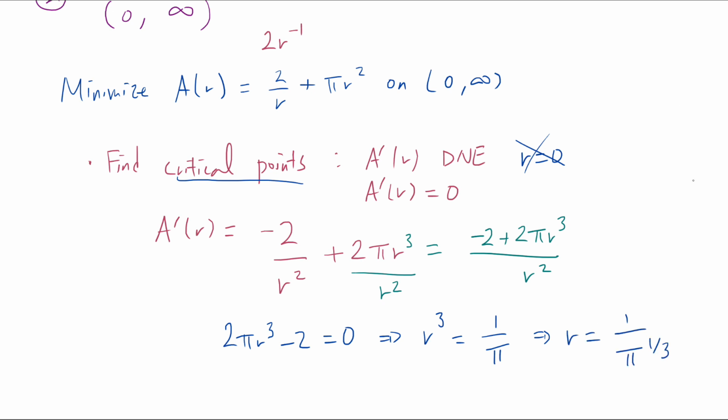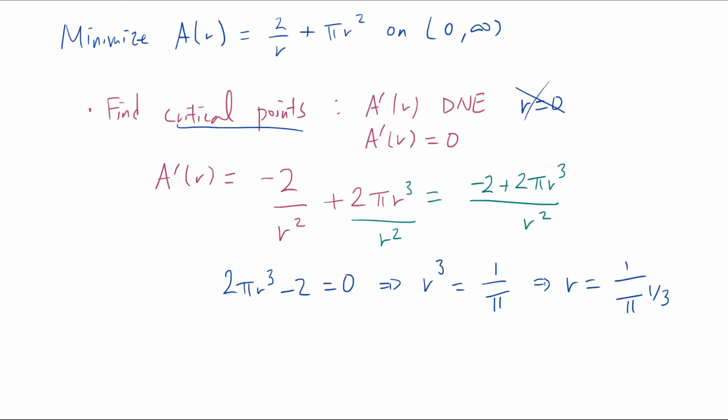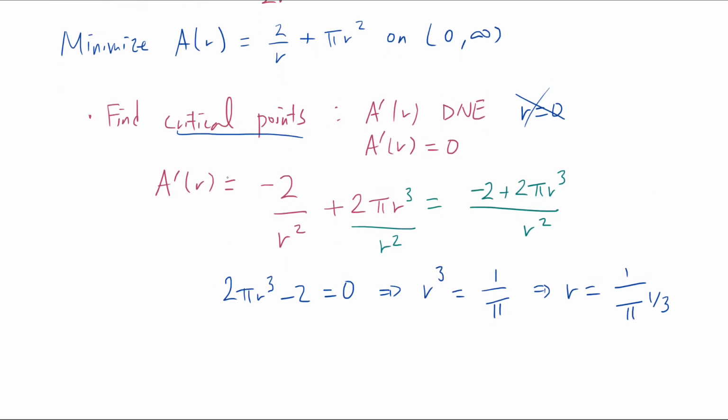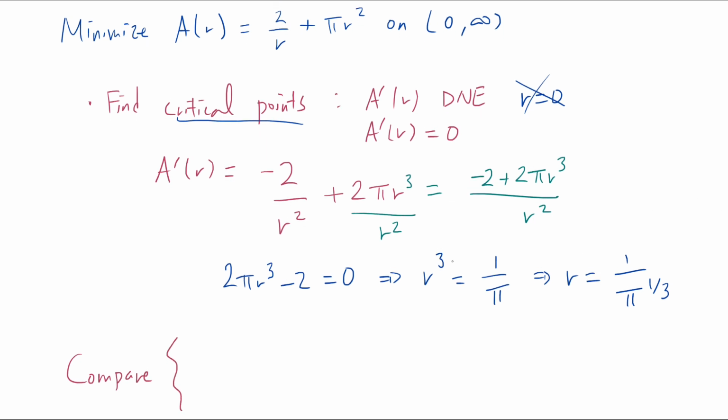And to finish, how do you find global max and min? Well, we find global max and min by comparing function values or limits that we care about. So we want to compare a at critical points, say 1 over pi to the 1/3. And we also want to look at the endpoints. So here, for the left-hand point of 0, we cannot do a of 0 because we're not including 0. So what we want to do is take the limit at 0.